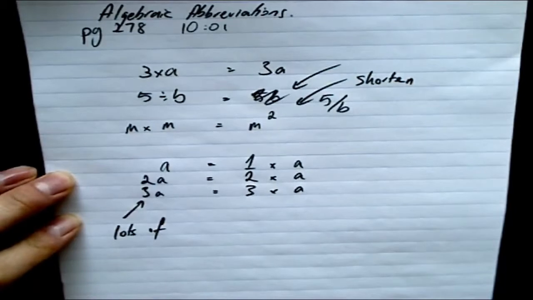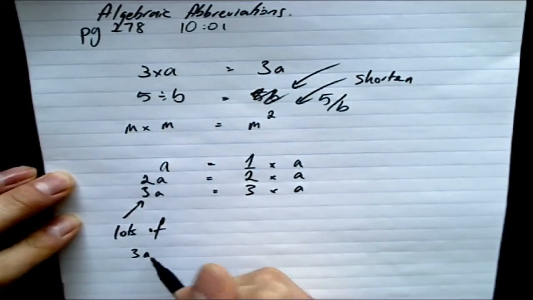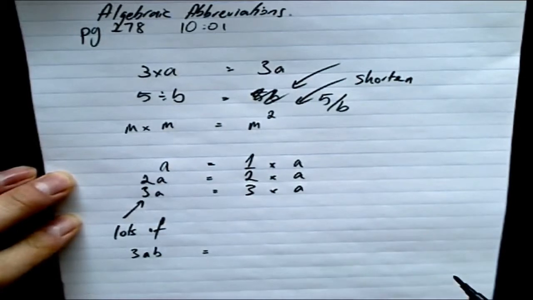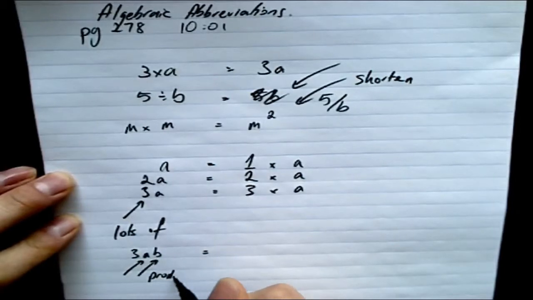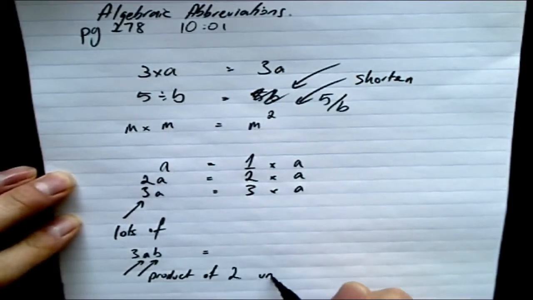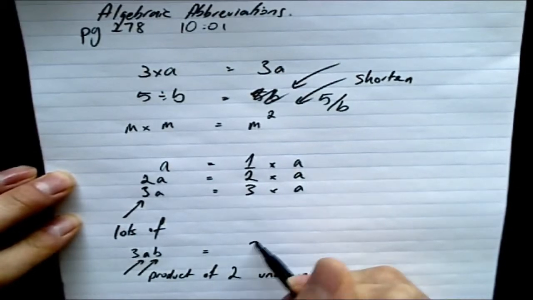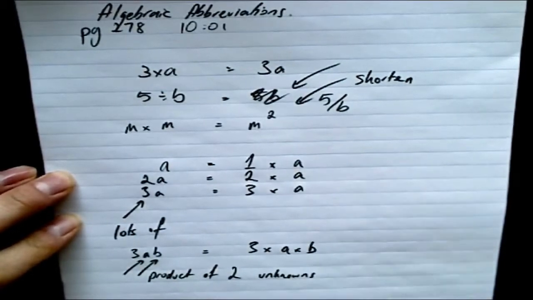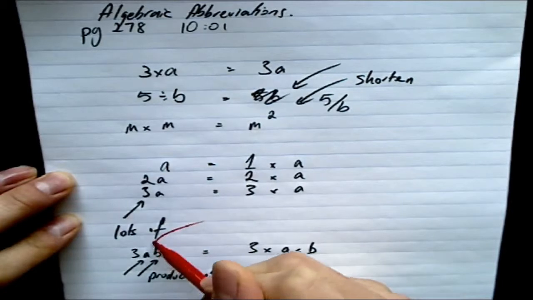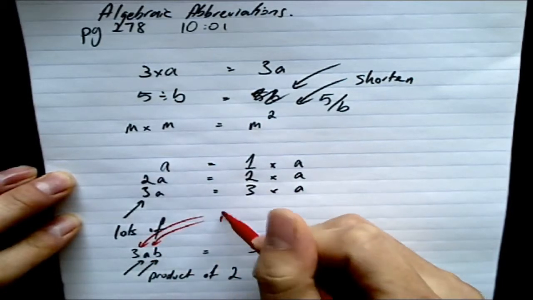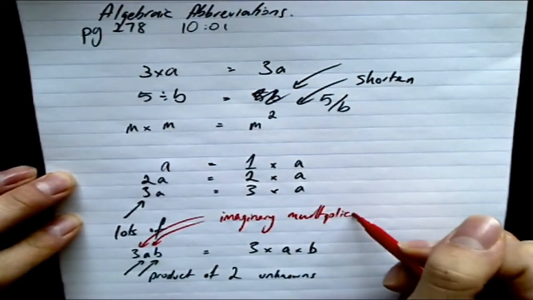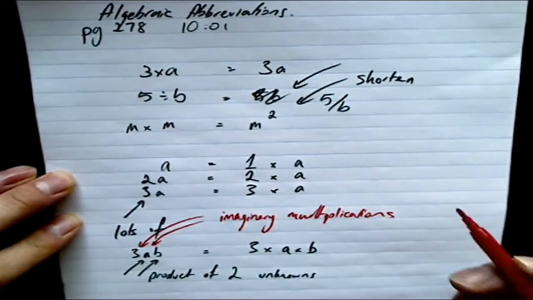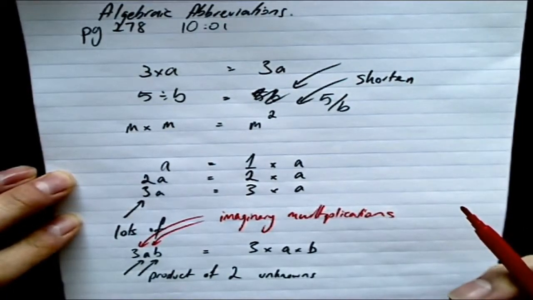Now I can go a little bit further. I can say 3AB. So if I start to get two unknowns, so product of two unknowns, then that would be 3 times A times B. Basically, you have imaginary multiplication signs in between letters and numbers. It's just a nicer way of writing expressions. That's all it is.